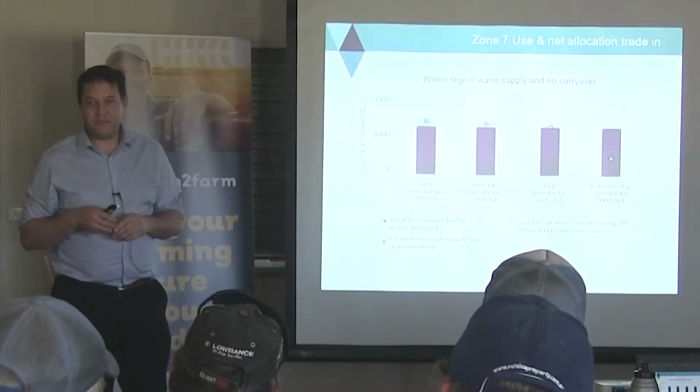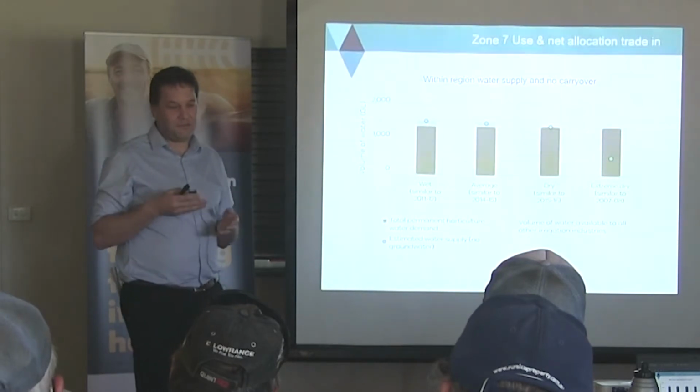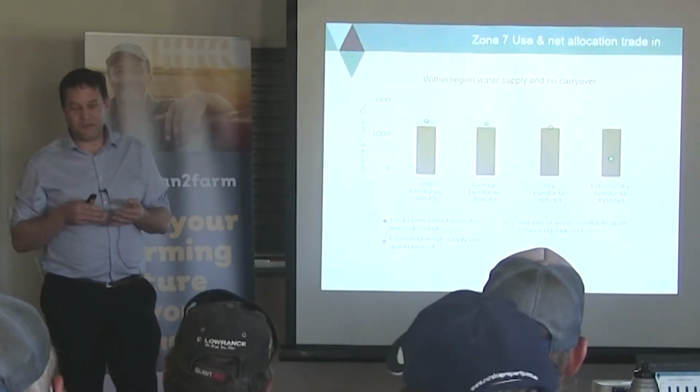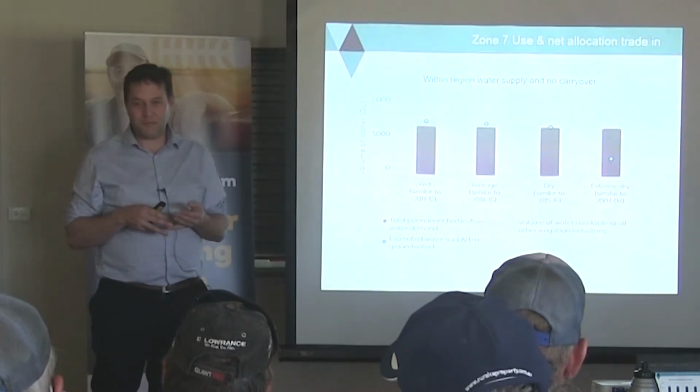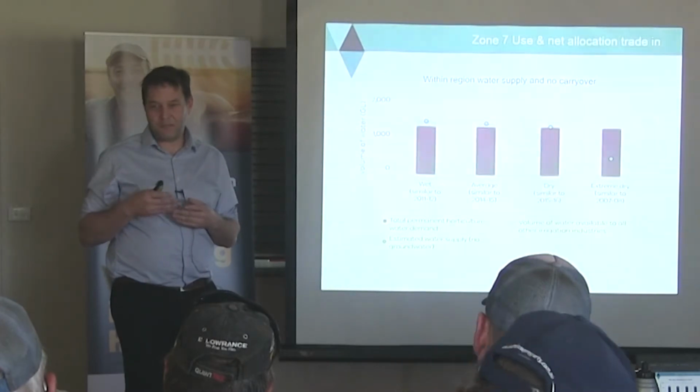And that really reflects what Craig was saying earlier as well. There's a number of issues that they do have, as Craig mentioned. The majority probably don't hold enough entitlement for what they use, so they're highly reliant on allocation trade and other products to secure their water as well.